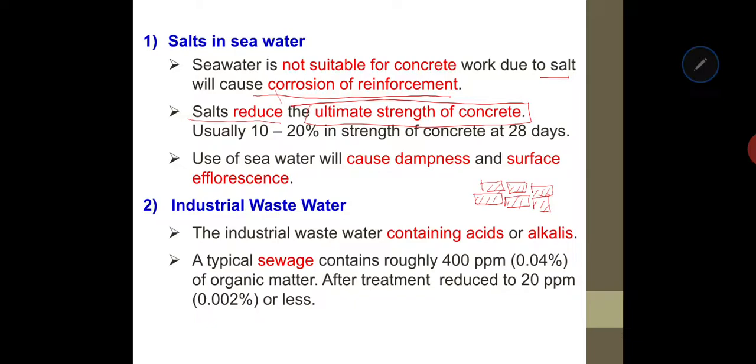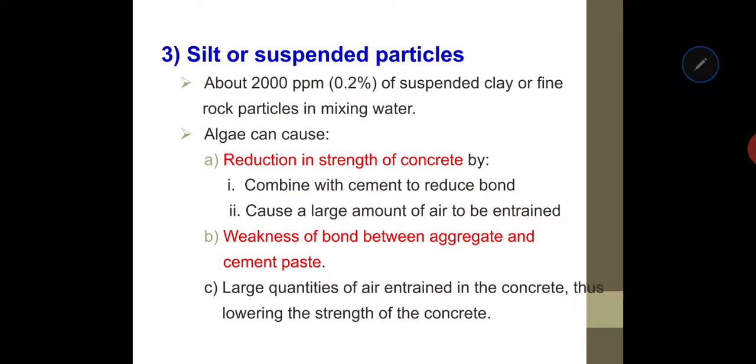Water from industry might contain acid or alkali. A typical sewage contains roughly 400 ppm of organic matter. After treatment, it still has about 20 ppm or less. And the last one is silt or suspended particles. This is about 200 ppm of suspended clay or fine rock particles in mixing water.